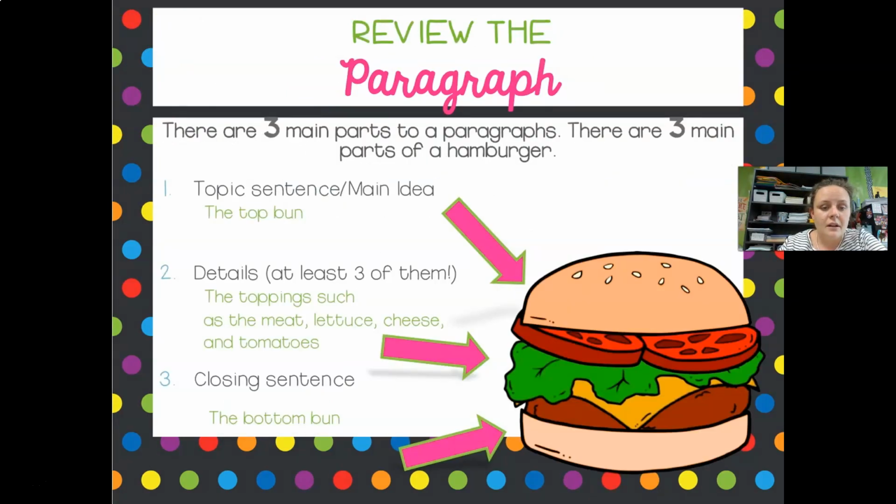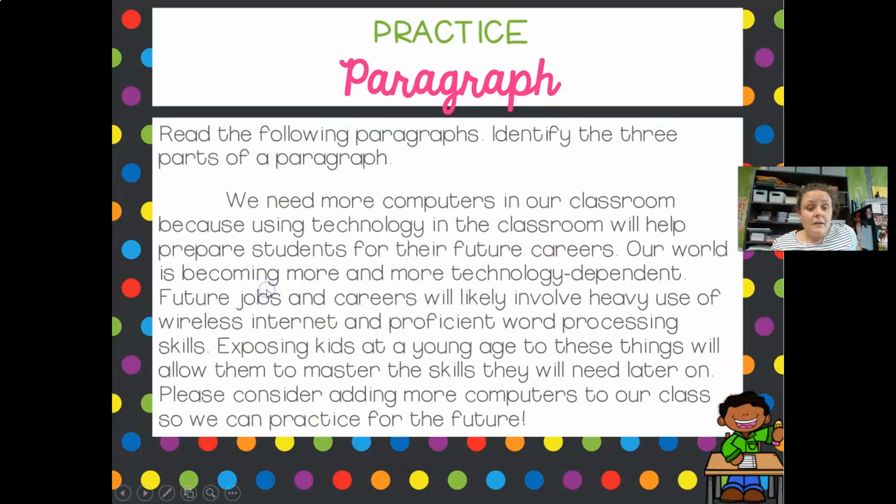So let's review. Topic sentence, that's the main idea sentence, three supporting details, and a closing sentence. So at a minimum, you must have five sentences: one for a topic sentence, three details, and a conclusion. Five sentences, because that's a fourth grade expectation. Many of you can already write more. Let's read this paragraph and see if we can identify these three parts.